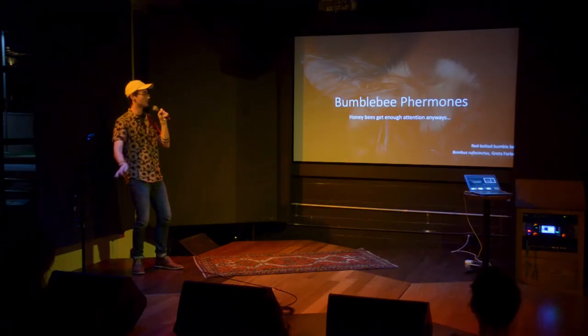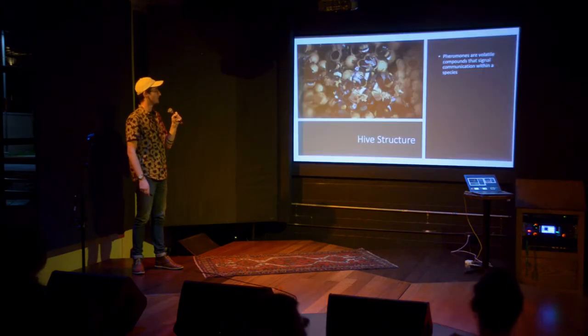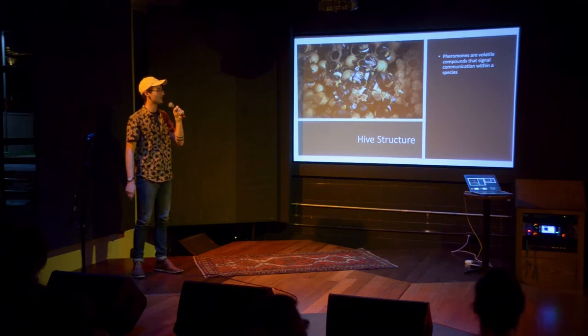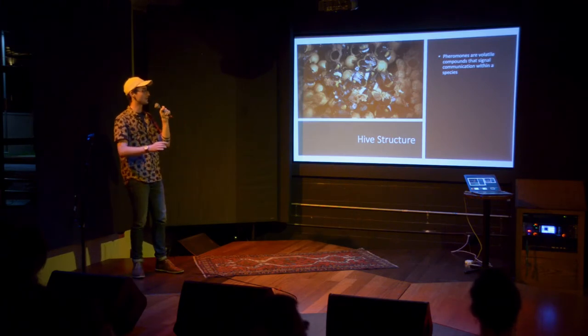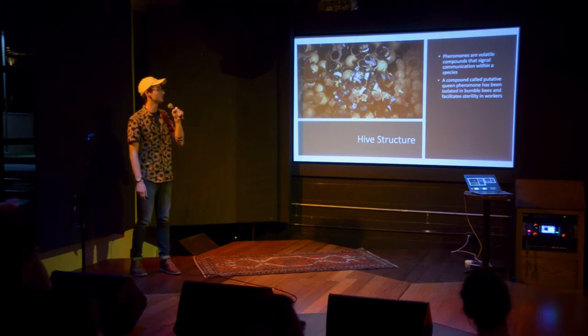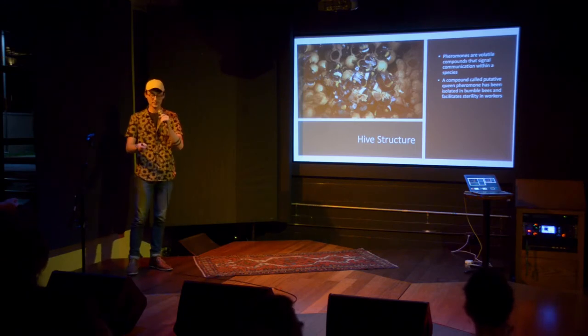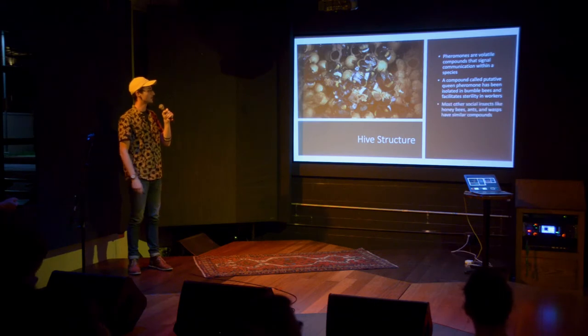So moving away from honeybees, they get enough attention, we're going to talk a little bit about bumblebees. So pheromones, just like in the world of animal behavior and communication, are volatile compounds that signal communication within a species, so from one species of bumblebee to the same species of bumblebee in this case. People have isolated this thing called putative queen pheromone, and it's been hypothesized that this is one of the things that decides whether a bee will be a worker bee or a queen bee and how these colonies maintain their hive structure. Similar compounds like this have been found in other social insects like honeybees, wasps, and ants.